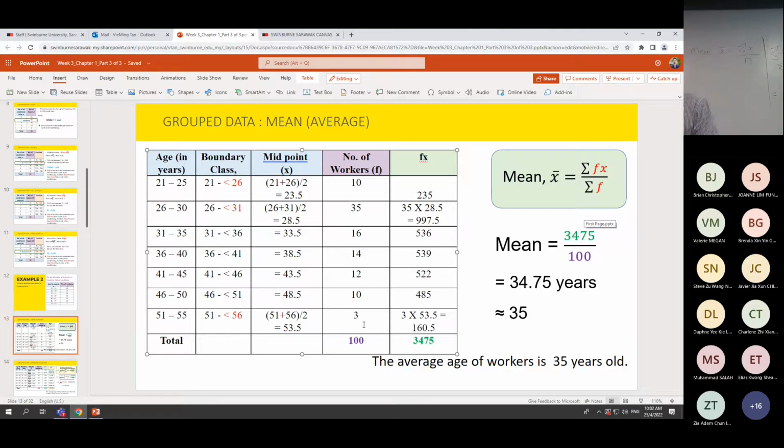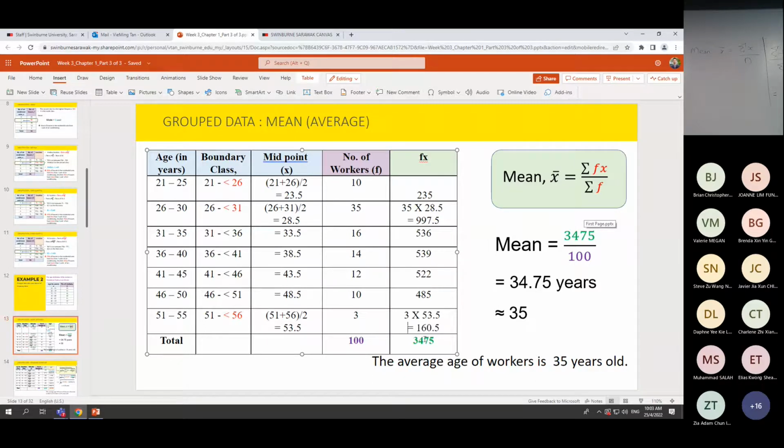Are you okay with the fx column? The green column means using the purple column multiplied with the blue column. For the first class it is 10 multiplied by 23.5. The second class is 35 multiplied with 28.5. The last class is 3 multiplied with 53.5. You'll get 160.5. Then you sum all these values, the total fx value, which is equal to 3475.